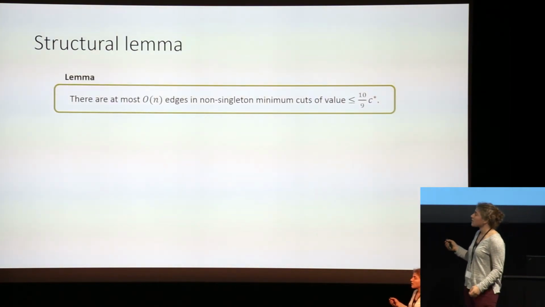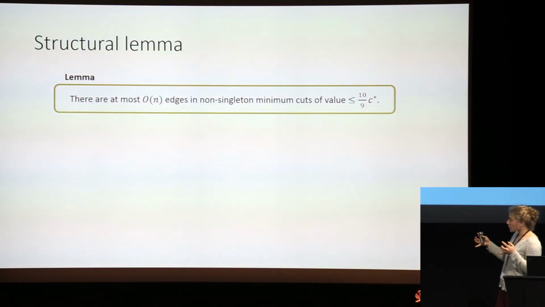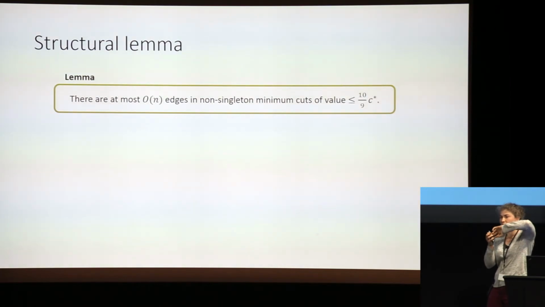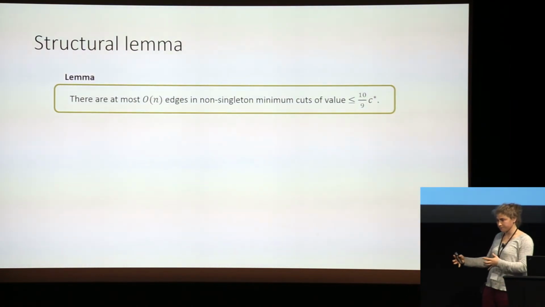We prove that if I look at a simple graph, and I look at all of the minimum cuts of value at most a constant times the minimum cut value, which are not singleton cuts, so they're not just taking one vertex and separating it from the whole graph, then there are at most a linear number of edges in these cuts. So I can choose a linear number of edges and I can cover all of these cuts.